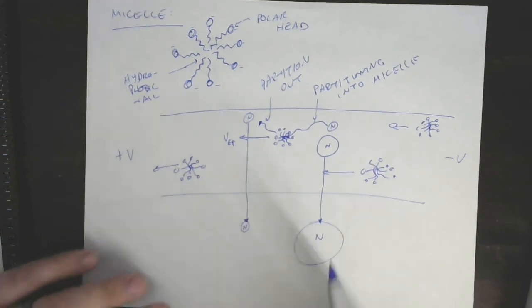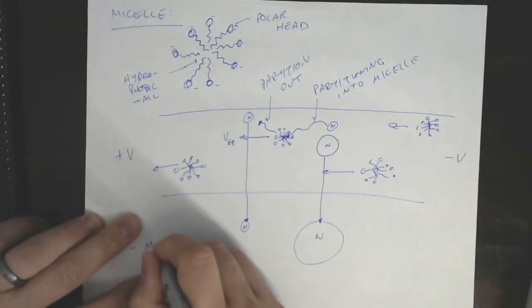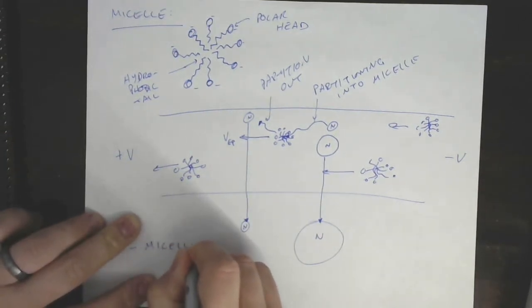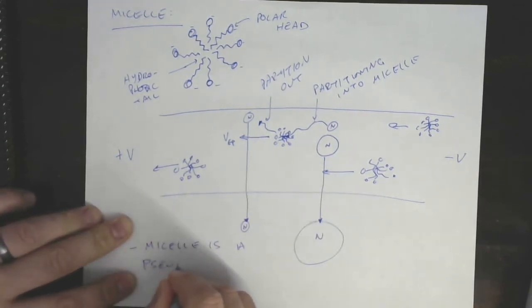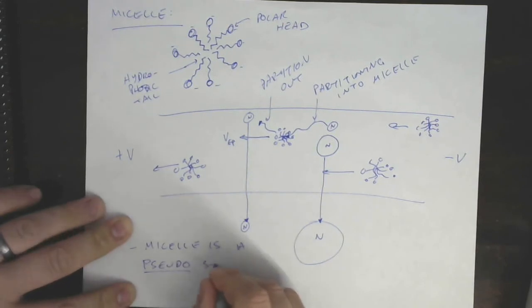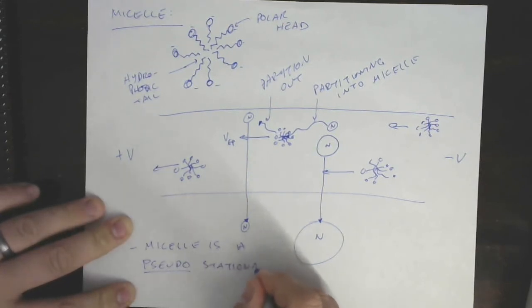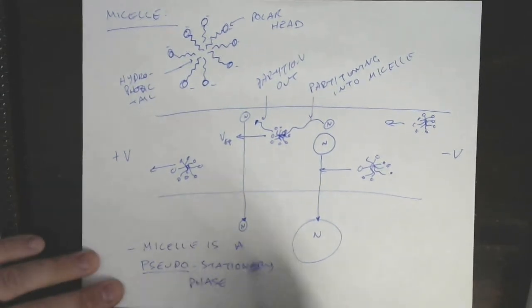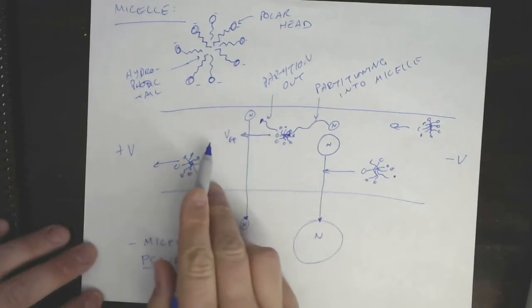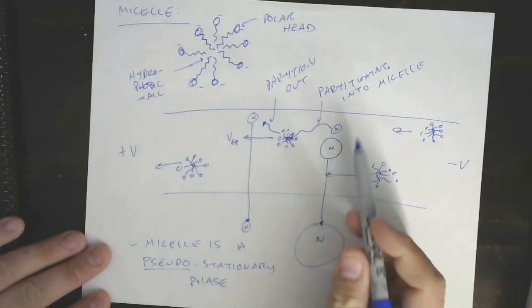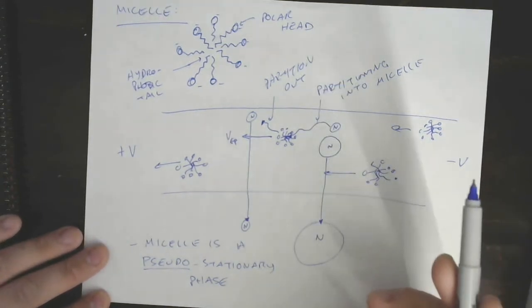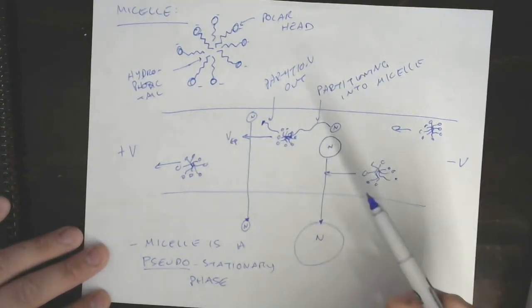We have a term for this: the micelle is a pseudo-stationary phase. Why a pseudo-stationary phase? Well, for starters, it's not stationary. It moves. That's actually a key part of this mechanism. If it doesn't move, if it's stationary just like the neutrals, these things can partition back and forth all day, but they're all just going to hang out together in the same region of space.